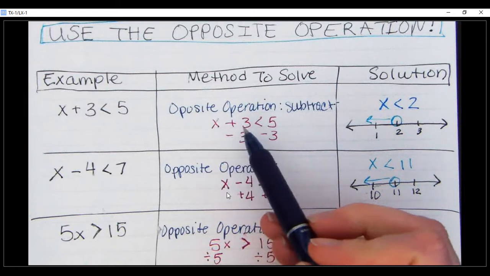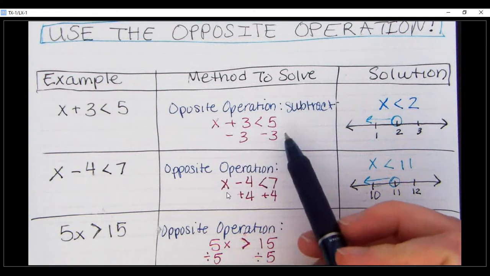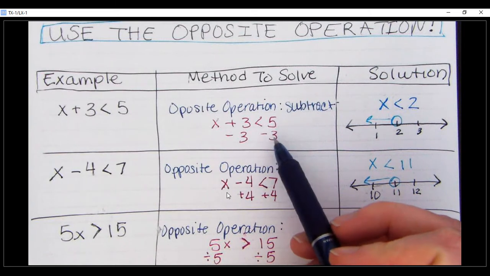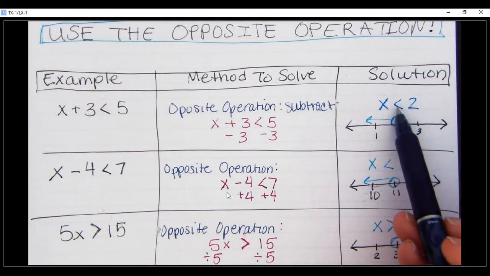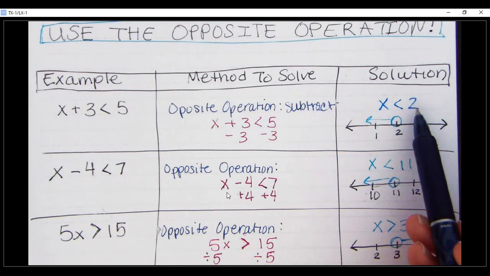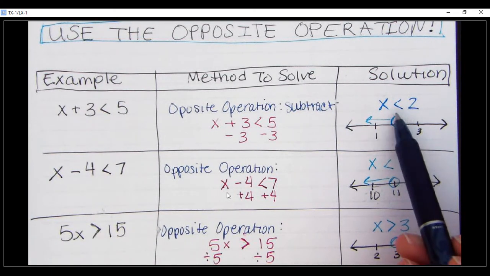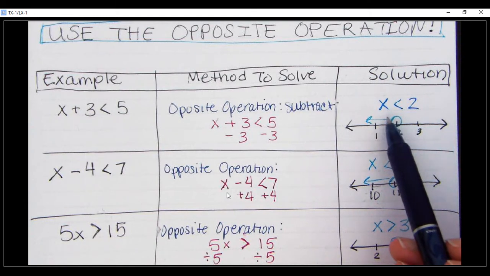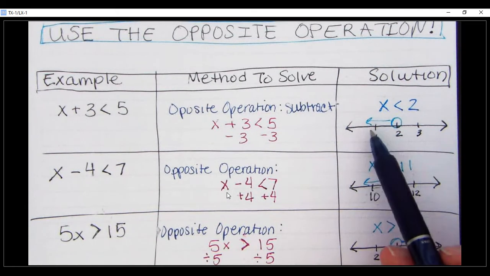So I have my x plus 3. I'm going to subtract my 3 from both sides of that inequality, and I'm going to get an answer of x is less than 2. I can draw my number line by putting that open circle around 2 and shading, or putting an arrow, towards the numbers that are less than 2. For example, 1.